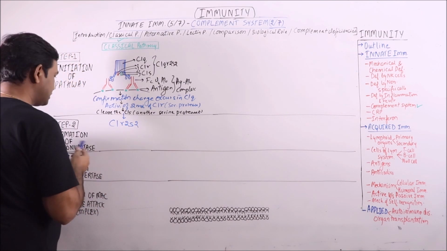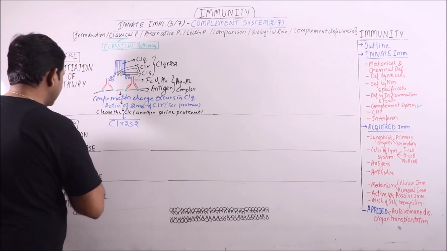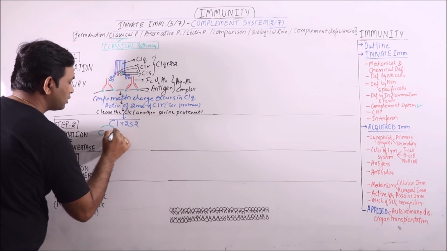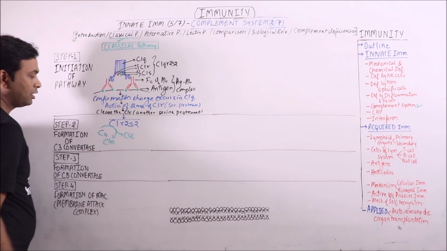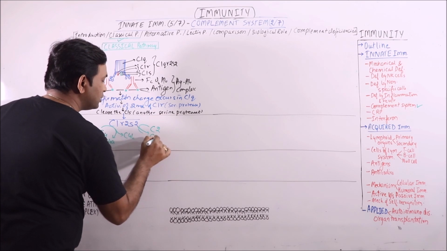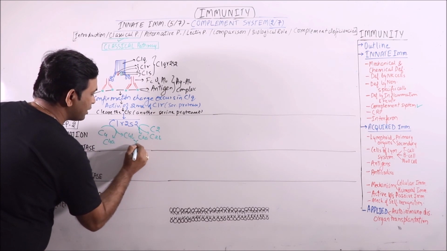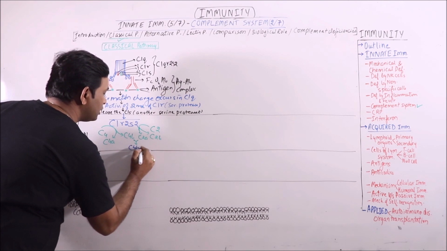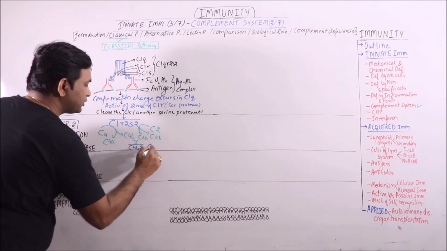This C1 R2 complex will result in lysis of C4 into C4A and C4B, and then it will result in lysis of C2 into C2B and C2A, and these will combine to form C4B2A, that is known as C3 convertase. This is C3 convertase.